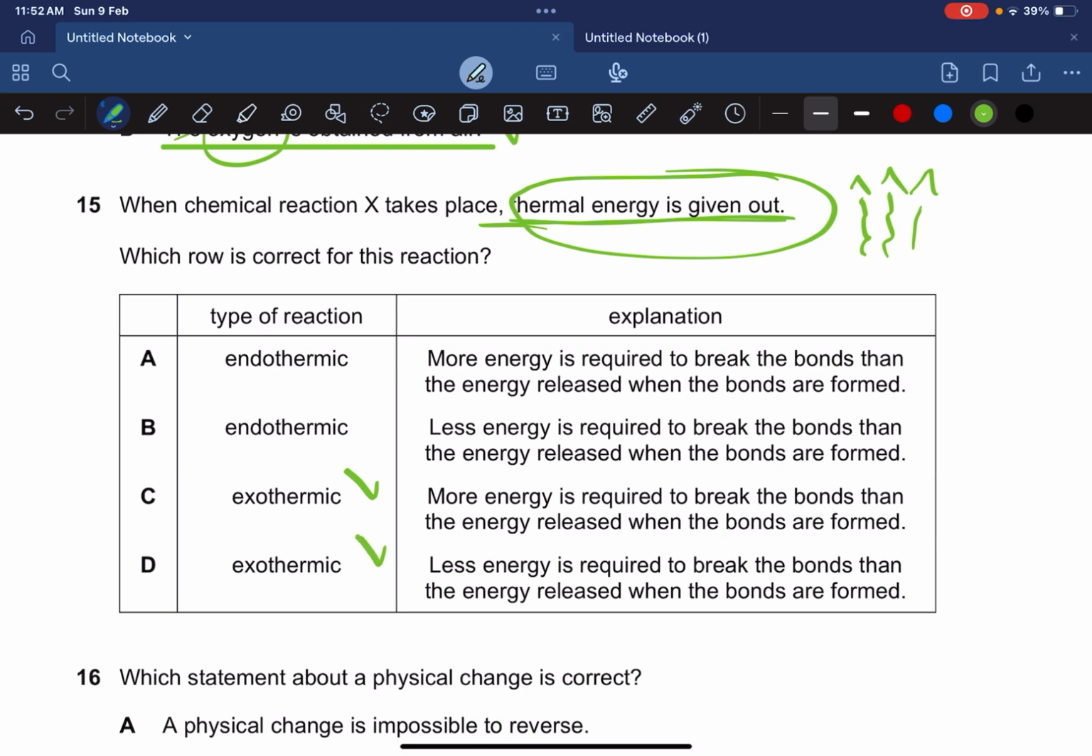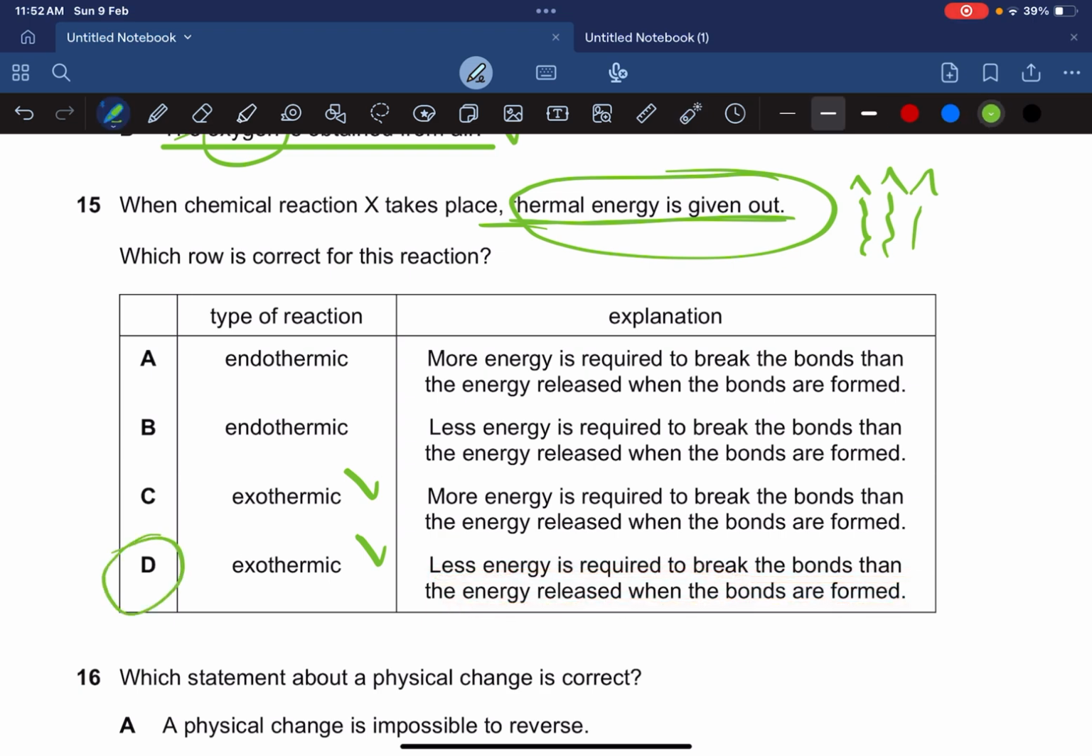Okay? For this one I'm reading, more energy is required to break bonds than the energy released when the bonds are formed. That's completely incorrect. Less energy is required to break the bonds than the energy released when the bonds are formed. Yes, D is correct. Now let me explain you why.